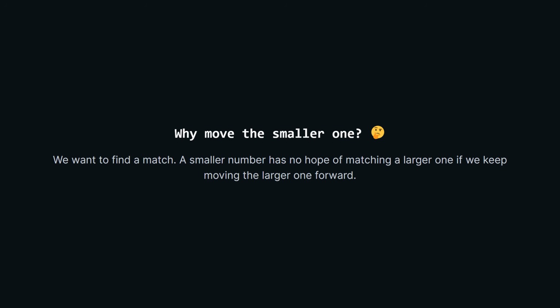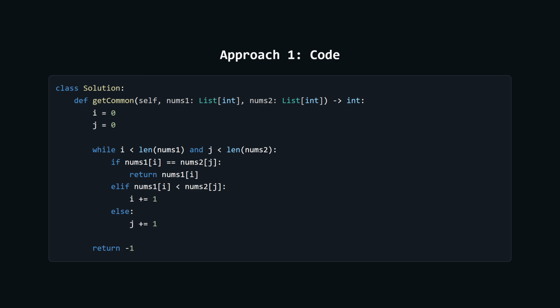Why do we do this? Because the lists are sorted. If my first finger is pointing at a 1 and my second finger is pointing at a 5, moving the second finger forward will only give me bigger numbers like 6 or 7. I'll never find a 1. So I have to move the finger pointing at the 1, hoping to eventually find a 5. Here is what that looks like in code. It's short and sweet. Let's trace it to see it in action.